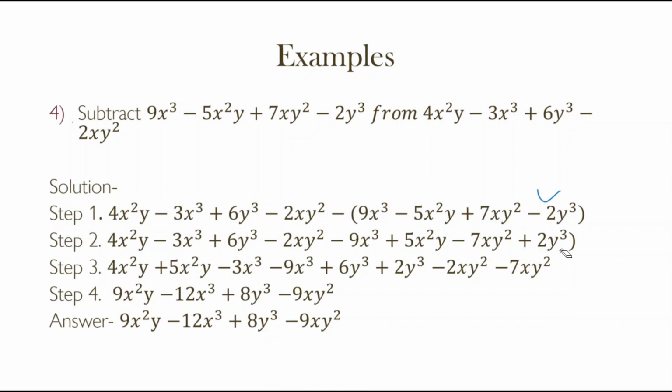Now, in the third step, what are we doing? We are collecting the like terms together. So the first term was x²y. Is there any term in step 2 having x²y?